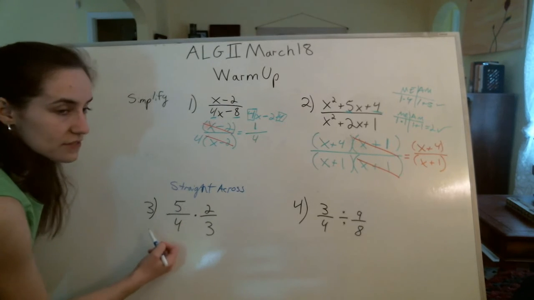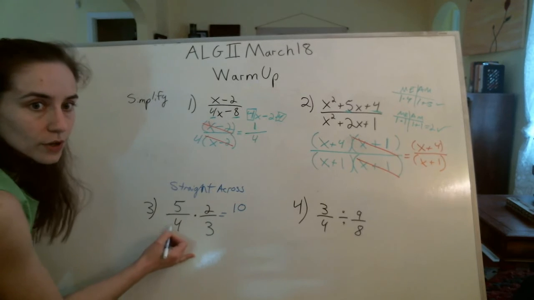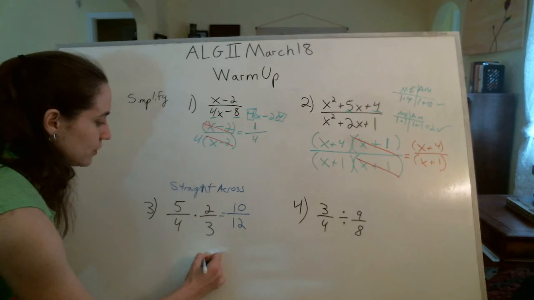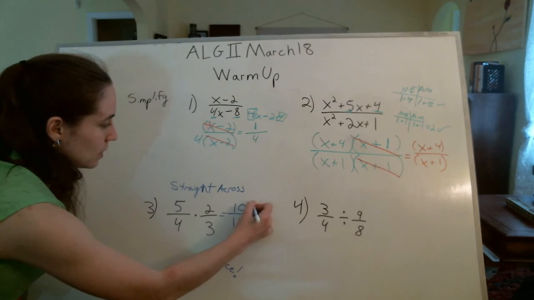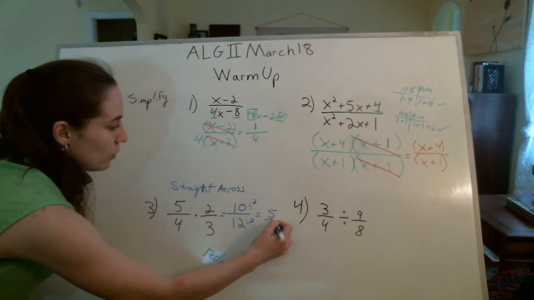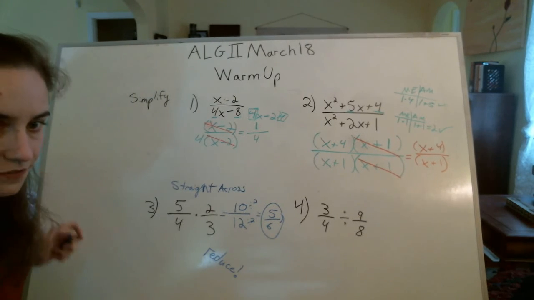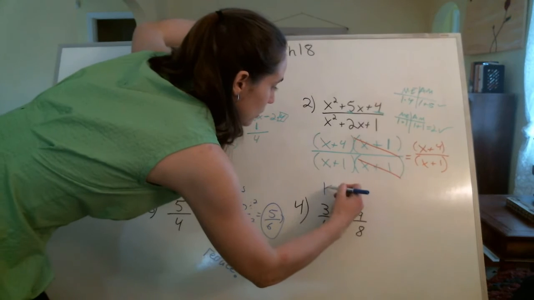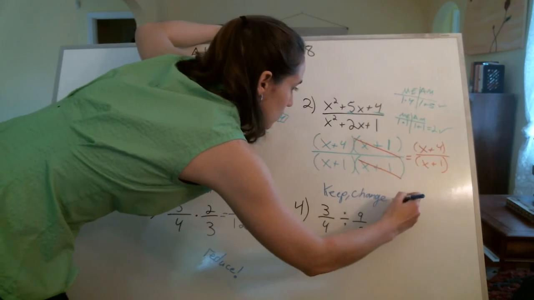Okay, so what is 5 times 2? 10. And what is 4 times 3? 12. Don't forget to reduce. Okay, divide by 2. Divide by 2. So I get 5 over 6. That's my answer. Okay, division is something that a lot of you like to call keep, change, flip.